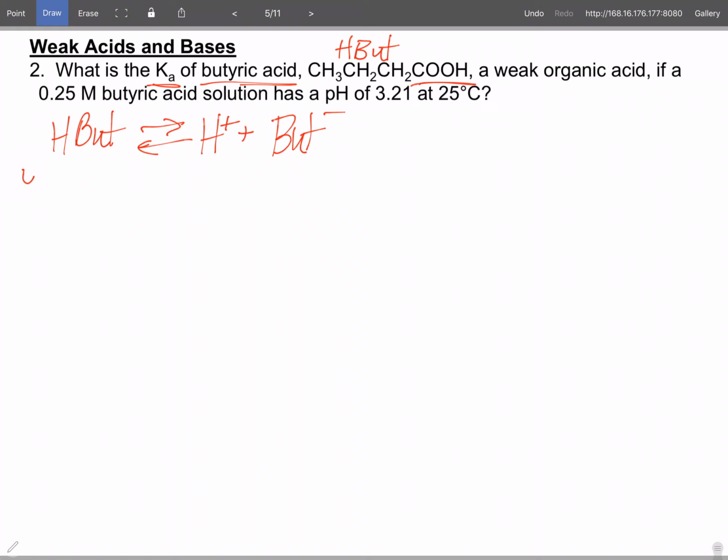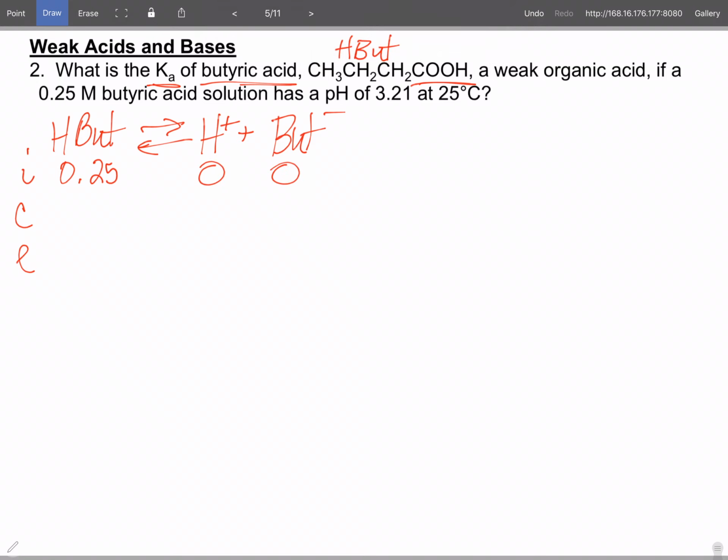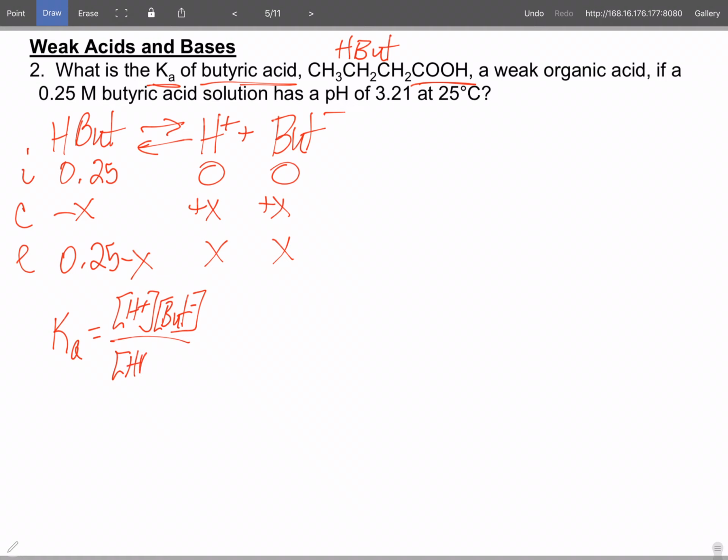Okay, so this is a simple equilibrium. It's an ICE. We start off initially with 0.25 molar here, and this is 0 and this is 0. So we're moving one proton at a time. So we're going to gain where there's a 0. So we have 0.25 minus x, and x, and x here. So if we were looking over here, our K expression, which is a Ka, would be H plus times But minus divided by HBut. Now, right now, all I'm doing is setting up all my information.